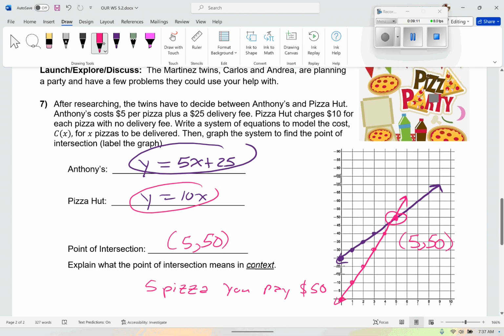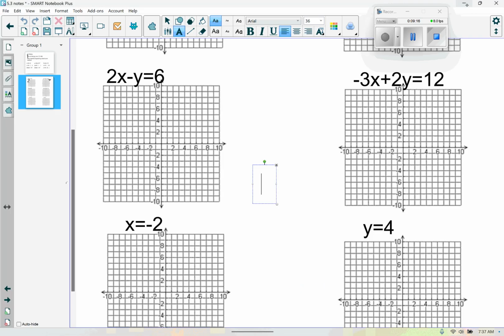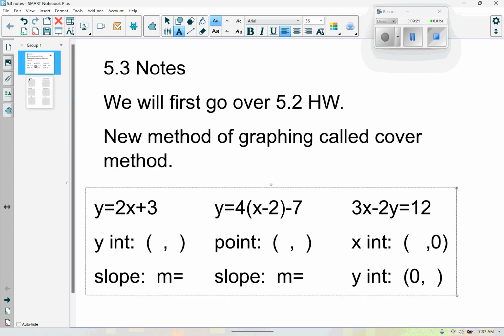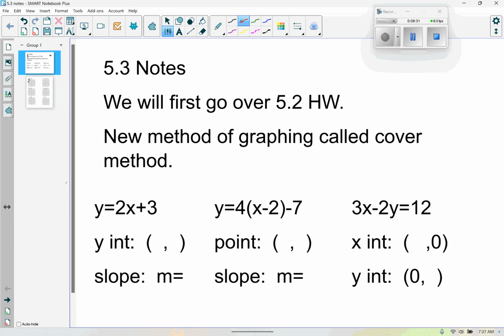All right, so you should be getting a new page for notes. Let me just get over to that, which looks like this. So notes for 5.3. So we went over 5.2 just now. We're going to start a new method of graphing called the cover method. So let's review a couple of the methods that we've already used. This has a y-intercept because it doesn't have any parentheses at 0, 3, and you have a slope of 2 over 1. This one, we have a point, so it's going to be opposite of the -2, so it's positive 2, and -7, and you have a slope of 4.